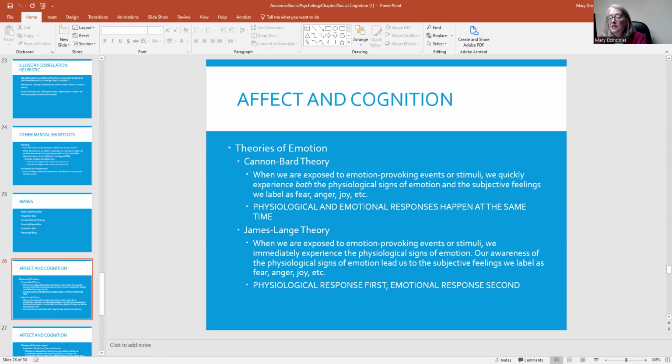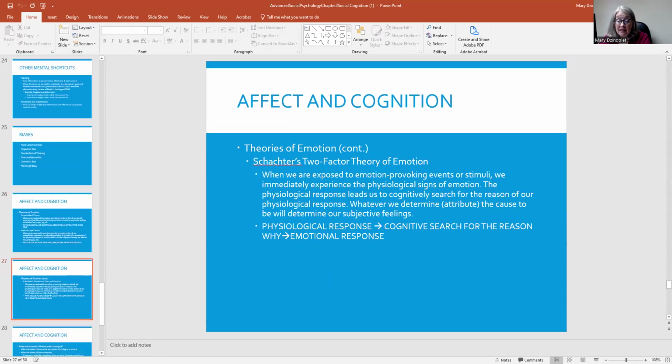So James-Lange would say you're in the theater and you're crying. You go, oh, this movie must be sad. Where Cannon-Bard says you're in the movie, you at the same time start crying and feel sad. Okay. Now, another man comes along, Schachter, and he doesn't believe in Cannon-Bard. He thinks Cannon-Bard are wrong, that they don't happen at the same time.